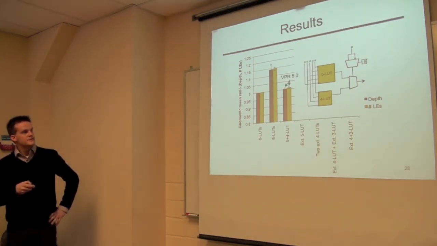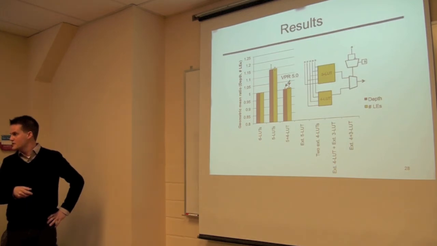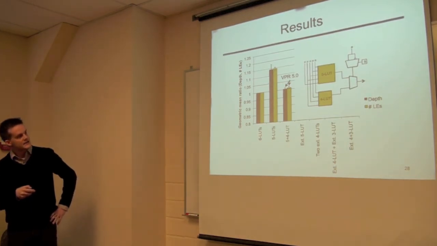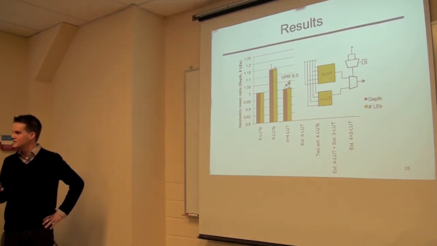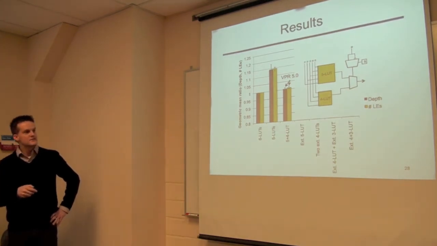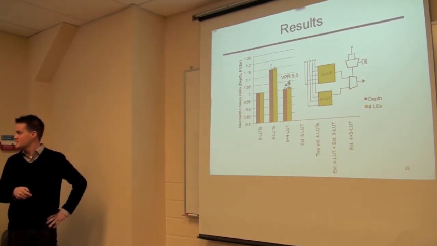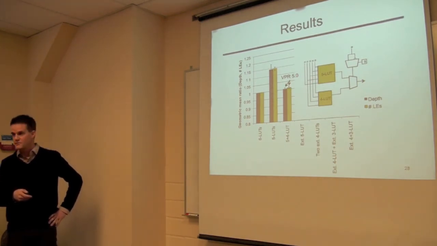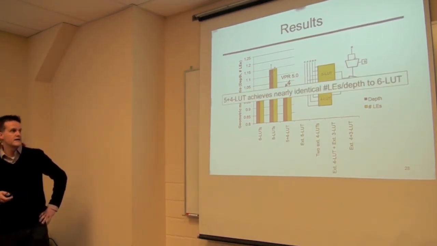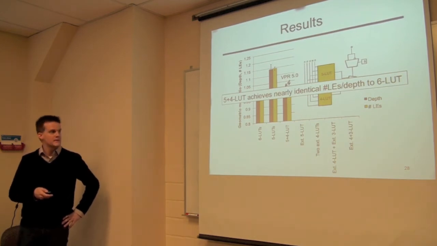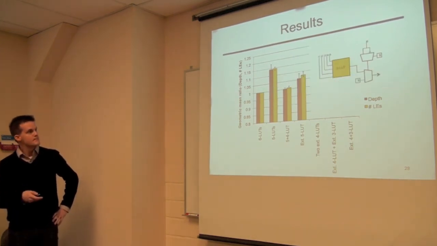The VPR5 circuits were a little bit worse from the depth and logic elements perspective. You can't actually see the bottom of the bars, which is the MCNC circuits. It was virtually identical to 6 LUTs for the MCNC circuits. Again, the VPR5 circuits were pre-synthesized with Altera Quartus 9.1. So with 5+4, you get nearly identical depth and number of LEs to 6 LUTs.